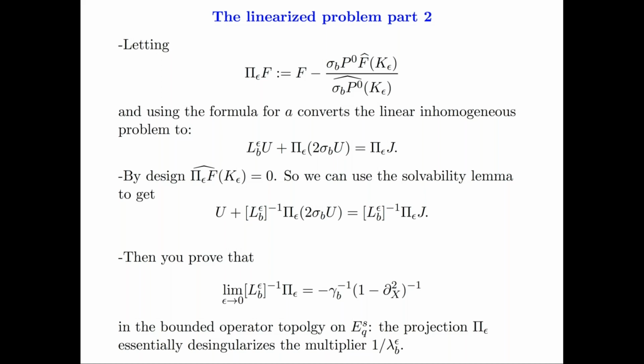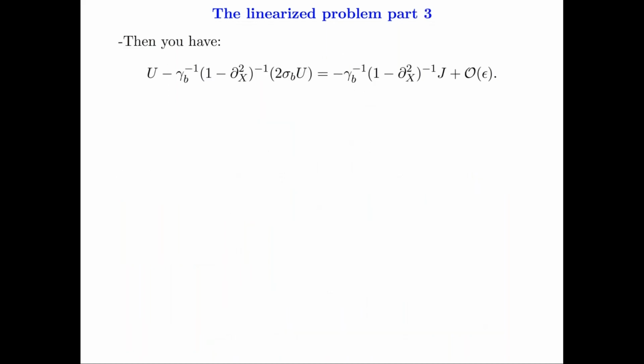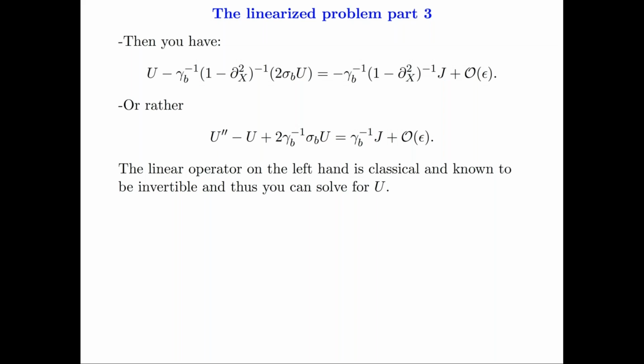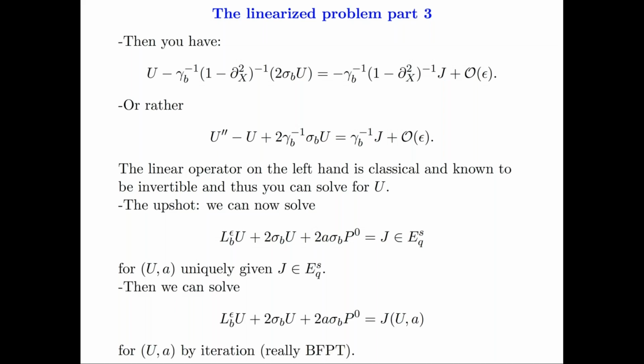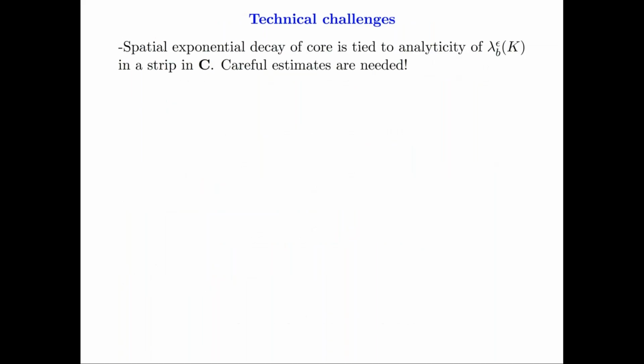Basically what happens is you're desingularizing that division by 0 that was worrying us earlier. So with that, you replace the L epsilon inverse pi epsilon with its limit. You get something that looks like this. On the left-hand side, if you apply 1 minus dx squared to that, you get an equation that looks like this. Again, that's exactly the linearization of the KdV equation on the left, or pardon me, the profile equation for KdV on the left at the traveling wave, and it's invertible. So then you solve for U. You can solve any linear equation that looks like this, and then you solve the nonlinear problem by iteration. It's really just the Banach fixed point theorem. So that's how you go through it.